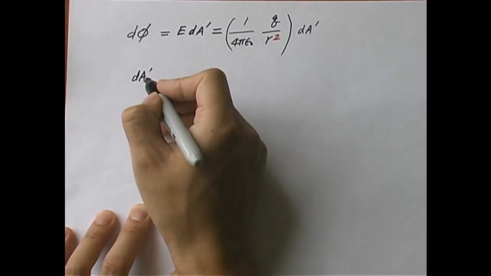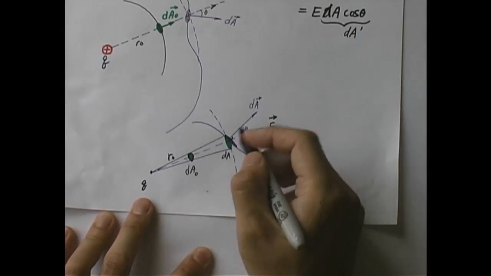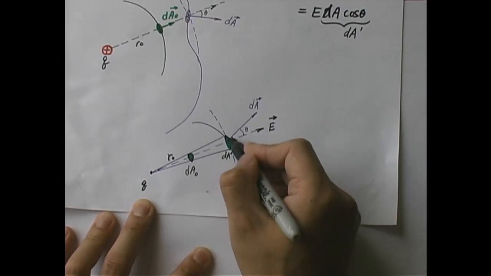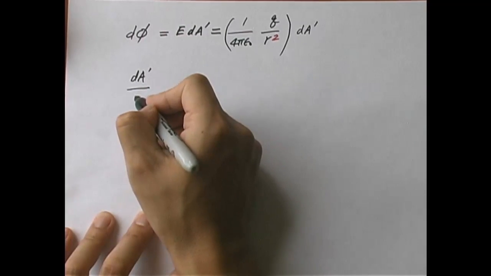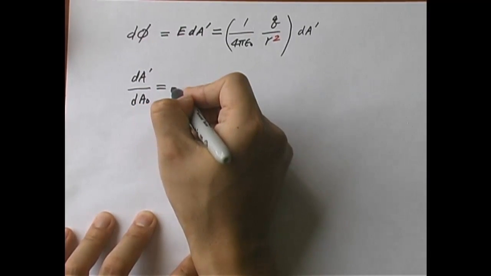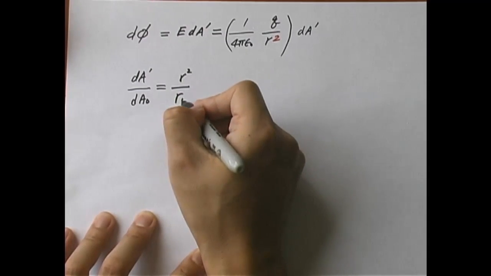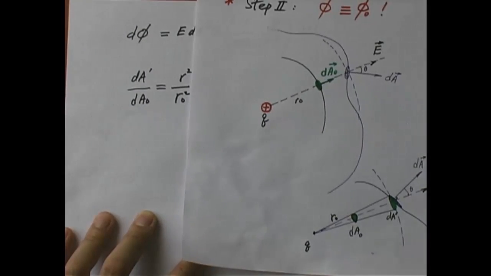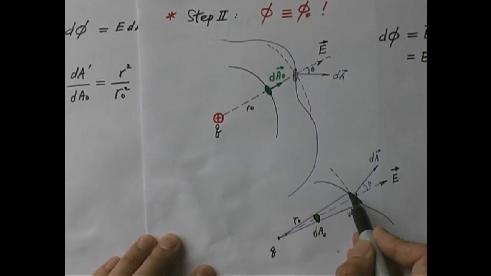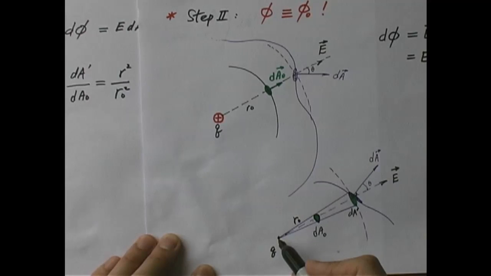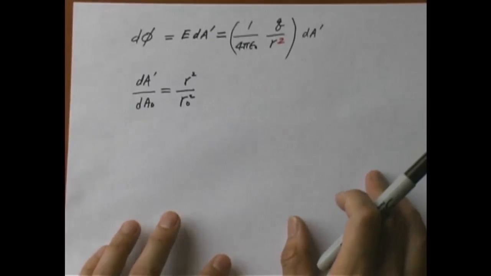This is geometry, and let me rewrite that here. This should be dA prime. dA is the purple area. So dA prime over dA naught equals r squared over r naught squared. Again, if you look at that diagram here, dA prime over this radius squared, r squared, should be equal to dA naught over r naught squared. This is from geometry. That's that.